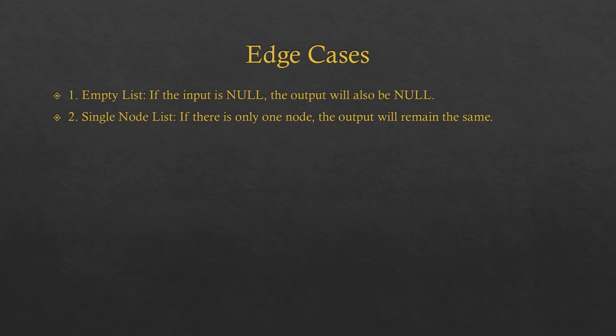There are a couple of important edge cases to consider. Empty list. If the input is null, the output will also be null. Single node list. If there is only one element, reversing the list will result in the same list as there's nothing to change.